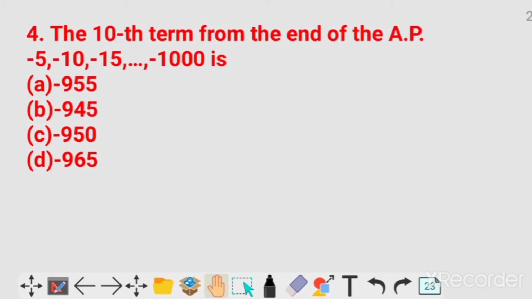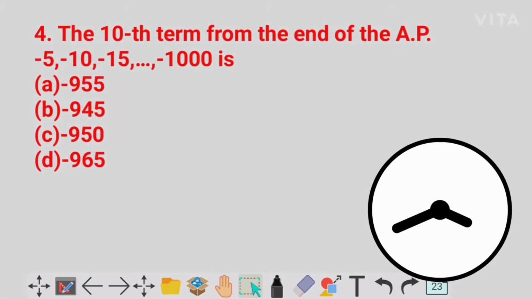Now the fourth question is, the 10th term from the end of the AP series, and the series is minus 5, minus 10, minus 15, ... minus 1000 is, the options are either minus 955 or minus 945 or minus 950 or minus 965. Okay, and your time starts now.